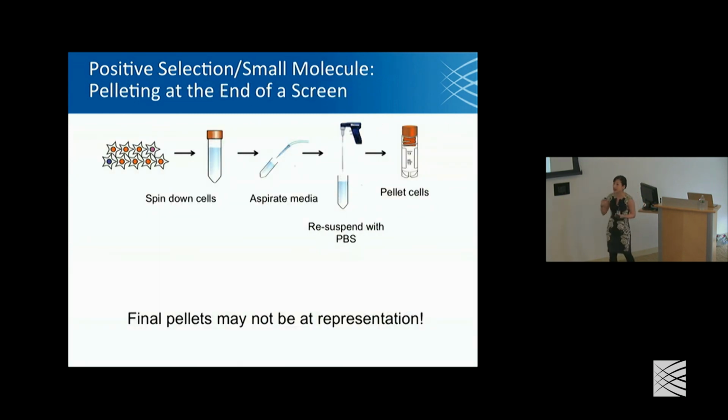When you are at the end of your screen for positive selection, again, you're going to take all your cells, spin them down, aspirate them, resuspend them in PBS, and you're going to pellet your cells. Now, the difference between here and viability screening is that you actually might not have your cells at final representation, and you might have a lot less cells. Don't panic if that's the case. Remember, this is a positive selection screen, so you're expecting certain perturbations to outcompete other ones, so you might have less cells than you actually started off with, or less than your representation is at. Just make sure you pellet all of them into one vial, and you are good to go for your post-screen processing.